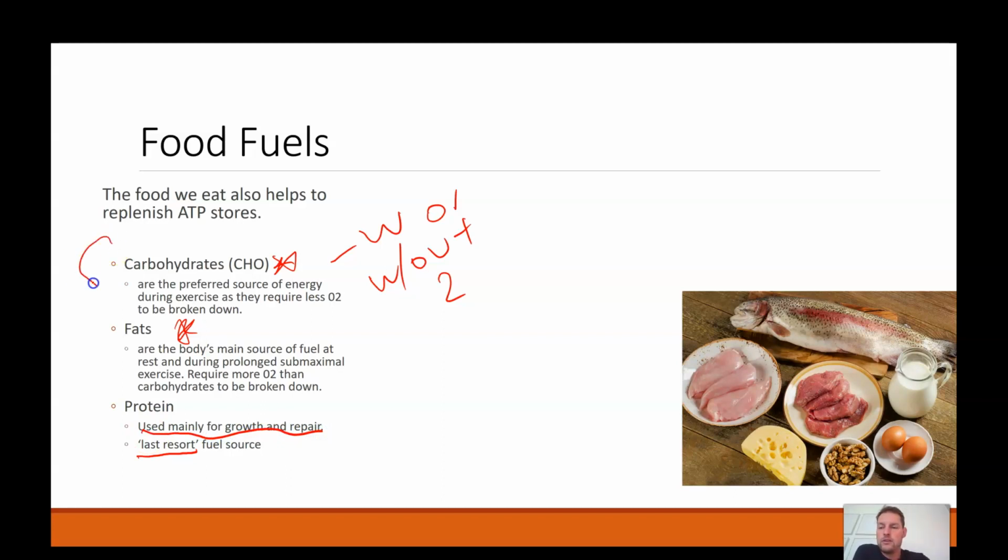The main two are the carbohydrates and fats on the side there.